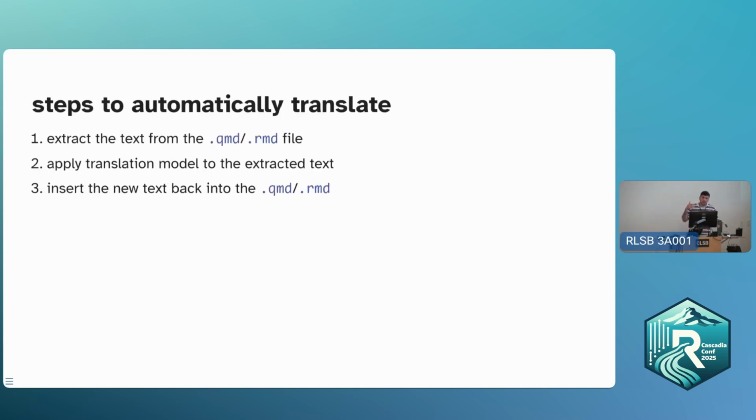So the steps to automatically translate, we're going to extract the text from our Quarto or our Markdown document, apply a translation model to that text, and then we can finally knit that text back together and then recreate the report.